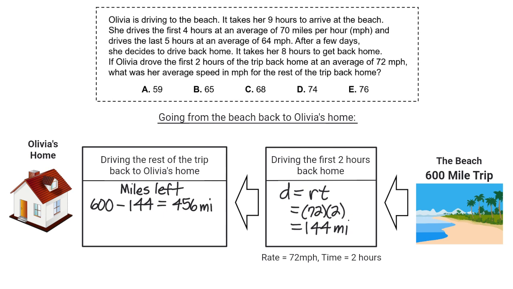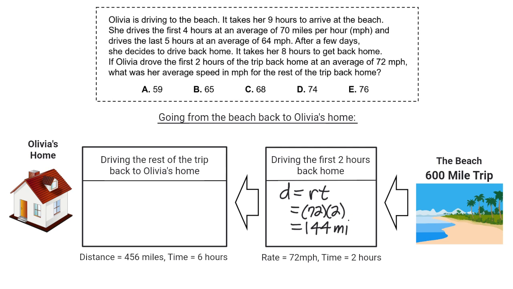Now keep in mind, we've already driven 2 hours and it took her 8 hours to get back home. So the amount of hours that are left is going to be 8 hours getting back home minus the 2 hours we've already traveled. So now there's 6 hours left to drive. And we'll keep that in mind. So now I'm going to delete this information and put it at the bottom.